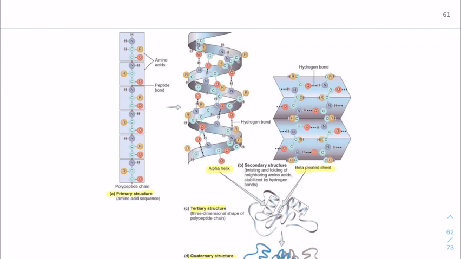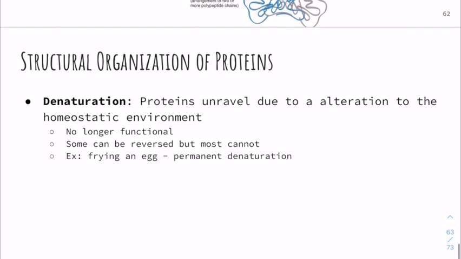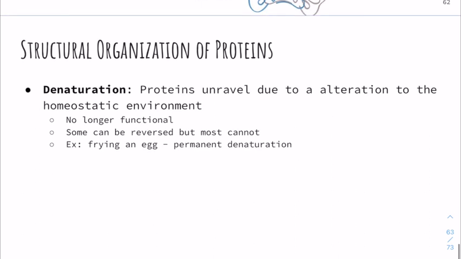Proteins tend to denature. So that's the unraveling due to the alteration of the homeostatic environment. When proteins denature, they're not functional anymore. Some can be reversed, but most of them cannot. Think about when you fry an egg. An egg starts as a liquid. You fry it, it becomes kind of solid. The white becomes solid when you fry an egg. That's a permanent denaturing. Once you fry that egg, you cannot undo it.